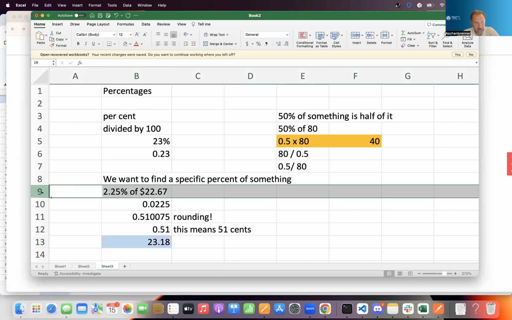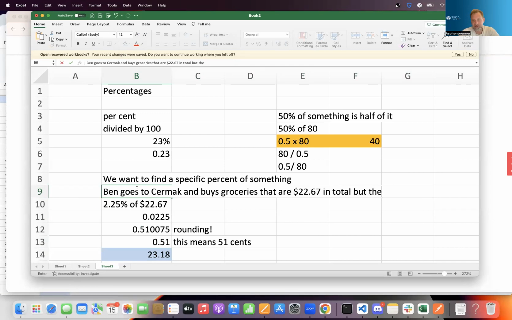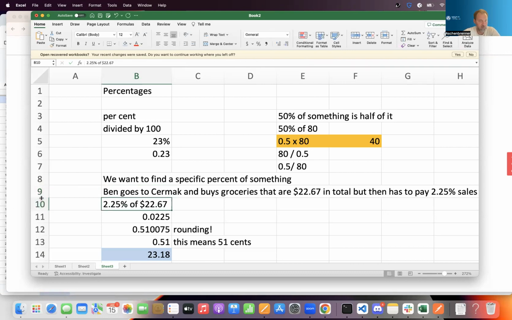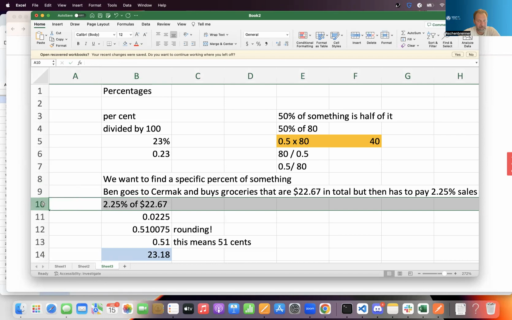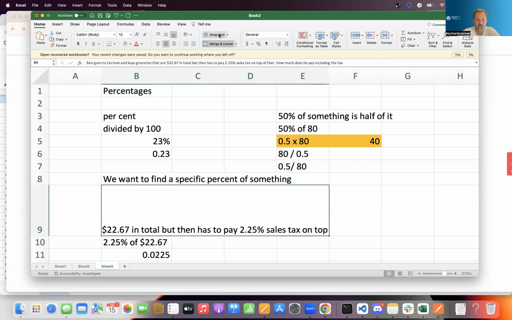And I could do some color coding because I like color coding. Sorry, I didn't really ask the question properly. Something like, Ben goes to Cermak and buys groceries that are 22.67 in total, but then has to pay 2.25% sales tax on top of that. How much does he pay, including the tax? Okay, let me just do this, merge and center, and wrap text.